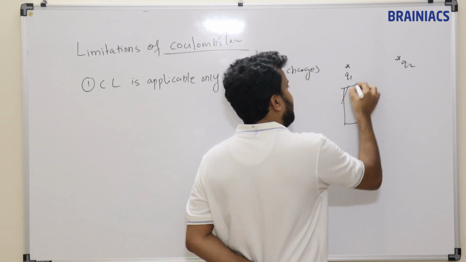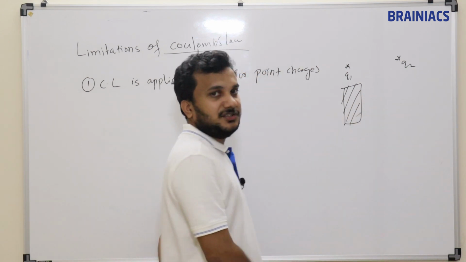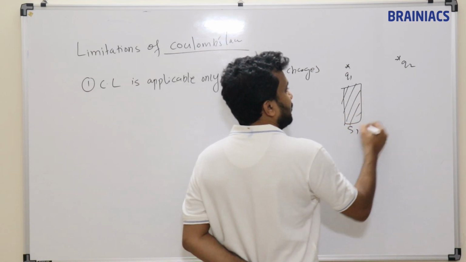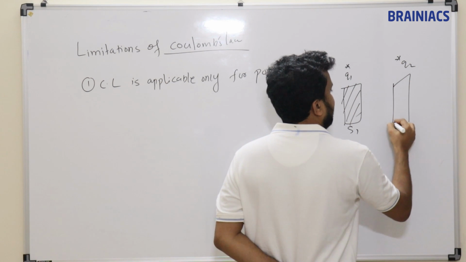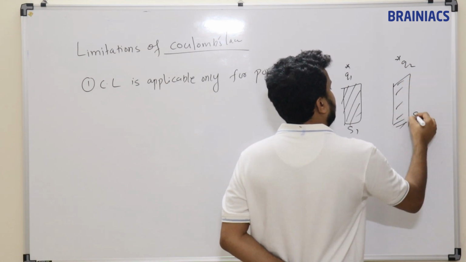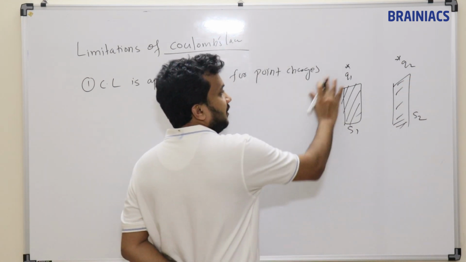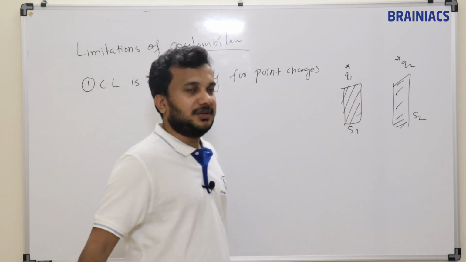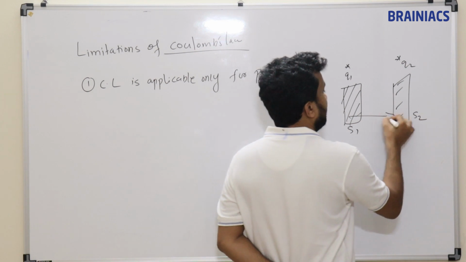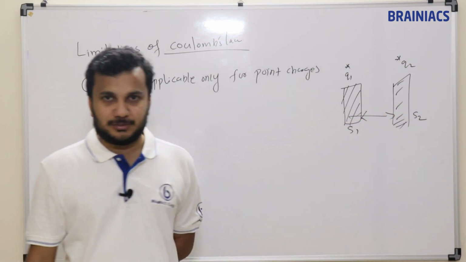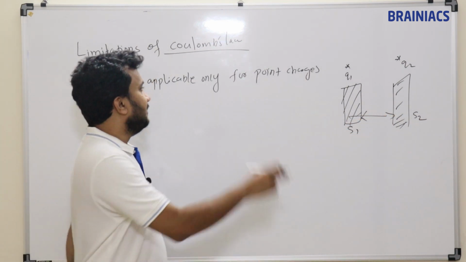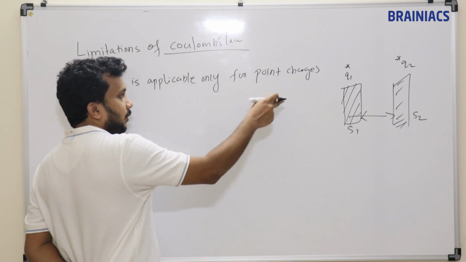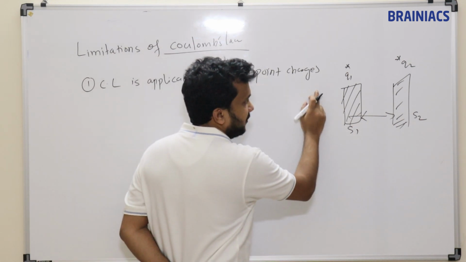Suppose I have a sheet of charge. This is one sheet, S1. I have another sheet here, and this is the S2 sheet. Here a large number of charges will be present, and here also a large number of charges. Can I apply Coulomb's law between these two charge sheets? It's not possible. Coulomb's law states that it can be used only for point charges.